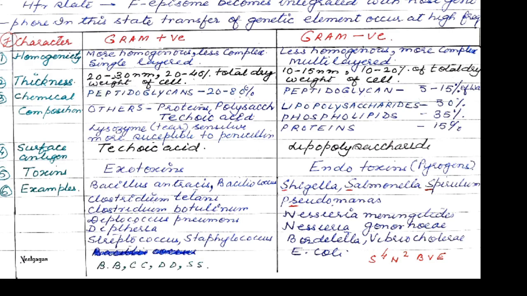The examples of gram negative bacteria are Shigella, Salmonella, Spirillum and Pseudomonas. You can also use a memory aid for this: S to the power 4, N to the power 2, BVE. Shigella, Salmonella, Spirillum, Pseudomonas, Neisseria meningitidis and Neisseria gonorrhoeae, Bordetella, Vibrio cholerae, and Escherichia coli.